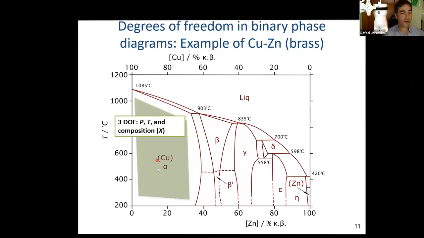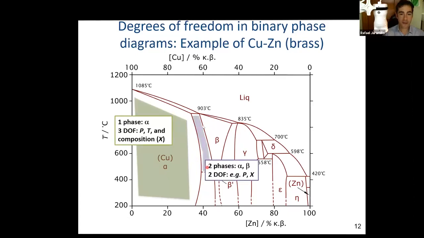Okay, here's a two-phase region. This is a region of coexistence between alpha and beta. And they only have 2 degrees of freedom, because the composition of the phases is fixed by the endpoints of the tie line. We're not going to take time to fully think about that now, but I wanted to point it out. Here's a three-phase region, alpha, beta, and liquid. Only 1 degree of freedom. So this defines a line through the temperature, pressure, composition space. I don't have a four-phase region here.